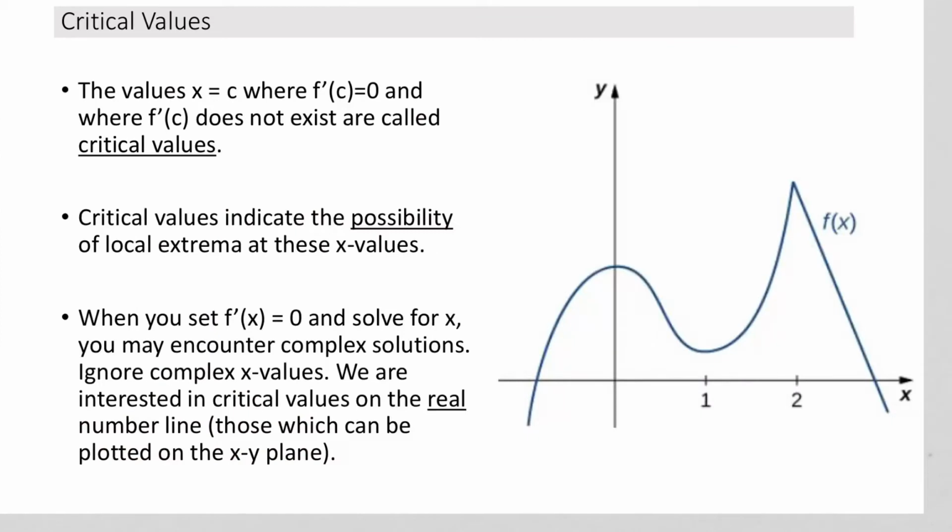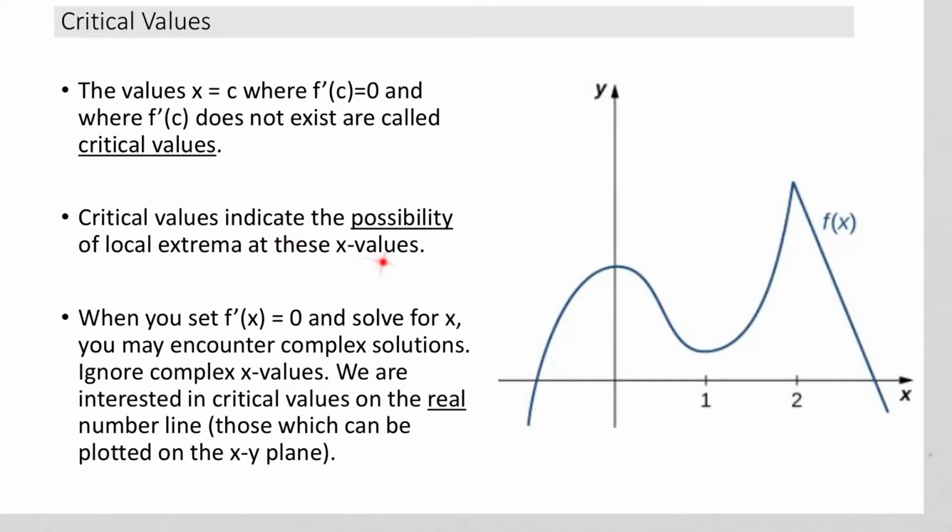So next we talk about critical values. Critical values are the values within the domain of the function where the first derivative is either 0 or the first derivative does not exist. So these x values are called critical values.